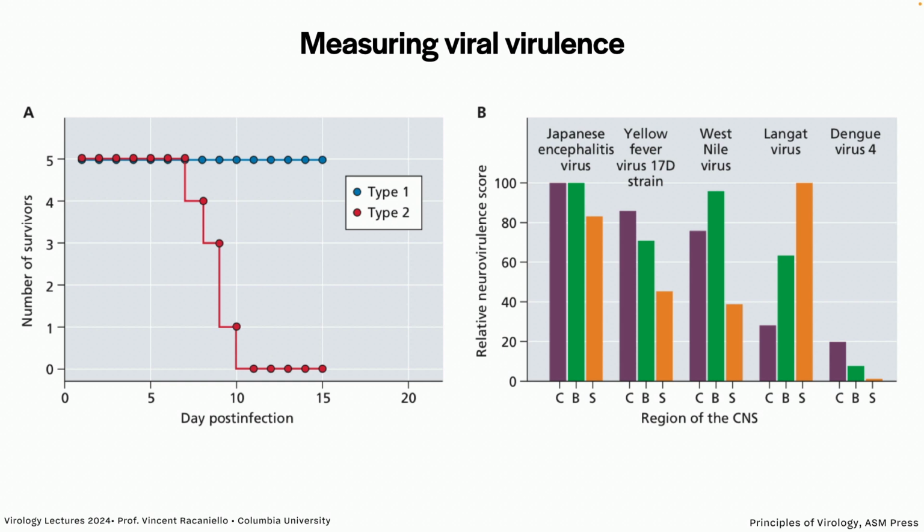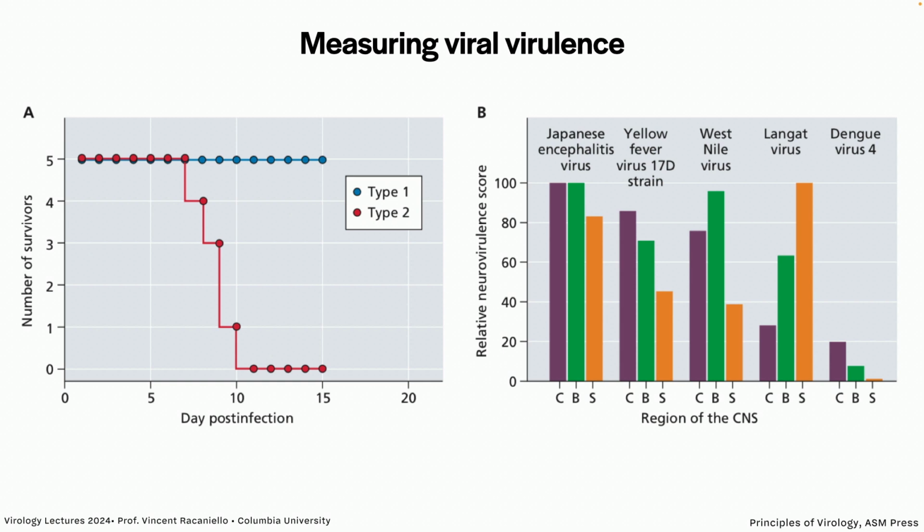So you can see that Japanese encephalitis virus causes high scores everywhere. Yellow fever, a little less, especially in the spinal cord. West Nile, high in 2 places, but low in a third. Langat is different. It's really specific for the spinal cord. And dengue is apparently not neurovirulent at all.